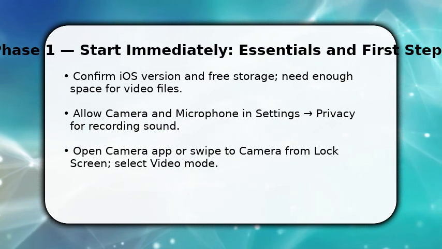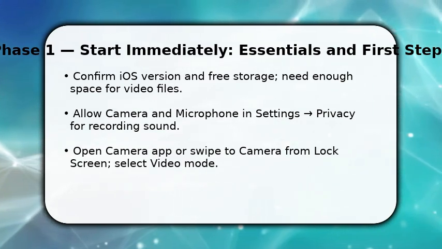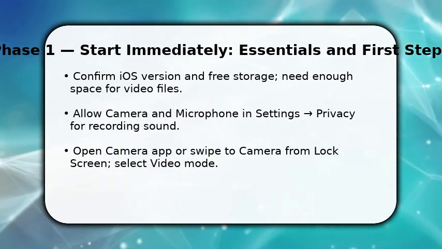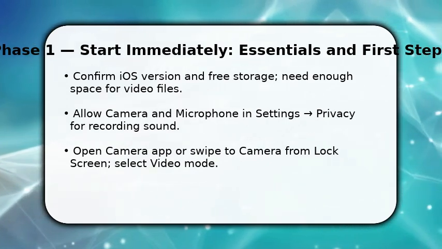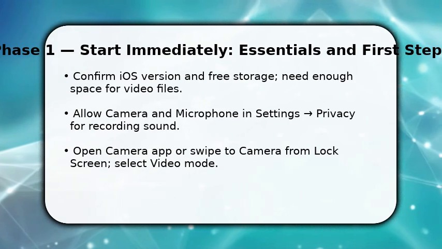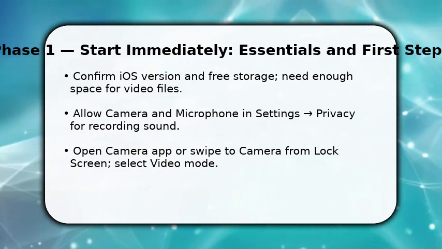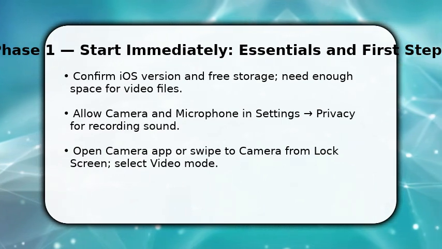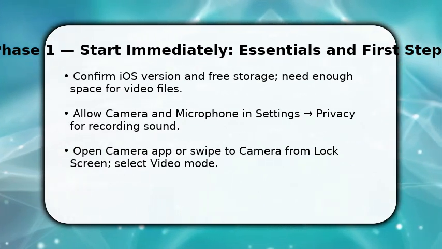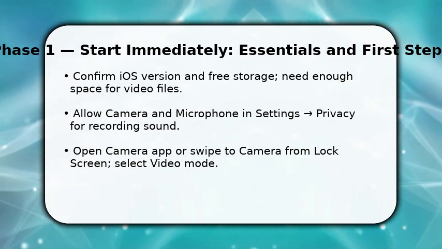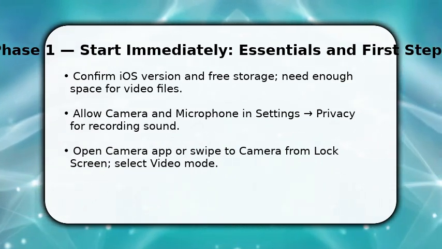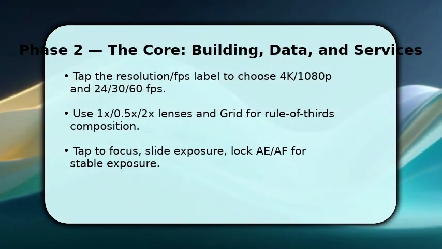Make sure video mode is selected at the bottom. This activates the recorder interface. You should see the red record button and resolution/frame rate indicators. If you need quick take photos, keep photo mode and hold the shutter, but for full video, switch to video before you press record. Next, configure the recording quality and framing so you capture usable footage.